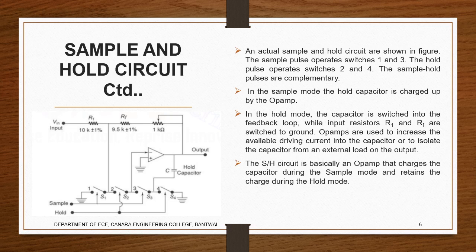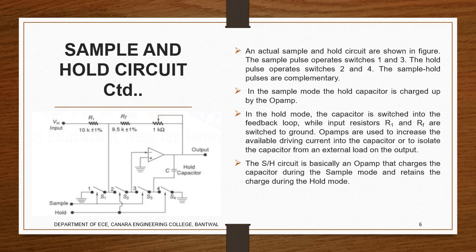Next, in the sample and hold, the pulses are complementary. What will happen in the hold mode? In the sample mode, the hold capacitor is charged up by the op-amp. The op-amp is present here. In the hold mode, the capacitor is switched into the feedback mode. It is connected to switch 2 and switch 4. Switch 4 retains its state; it is not connected to any other resistor. You can see switch 4 is connected to the ground and switch 2 is connected to the feedback resistor, so whatever charge is on the capacitor is retained here.